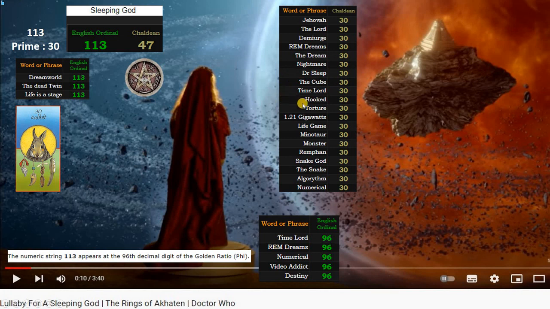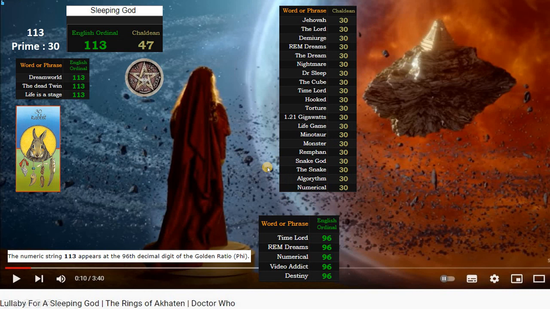hooked, we are hooked in this matrix, and hooked is also used to describe someone who is hooked on drugs. Then we have torture, then 1.21 gigawatts, that refers to time travel in Back to the Future. Life game, Minotaur, monster, REM fan, snake god, the snake, algorithm, and numerical.